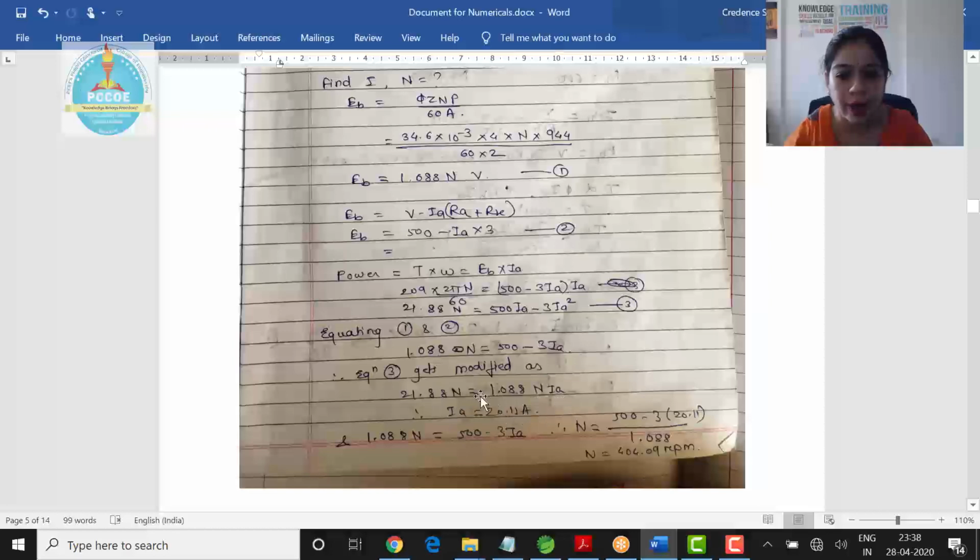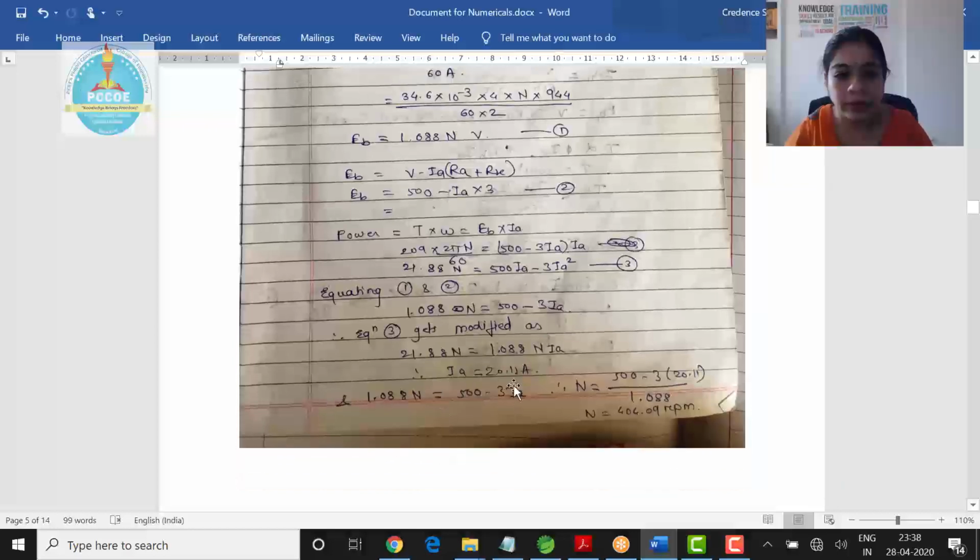First I will get the value of I because n gets cancelled. Once I get the value of IA, I can put this value here in the speed equation, and I will get the value of the speed as 404.09 rpm.